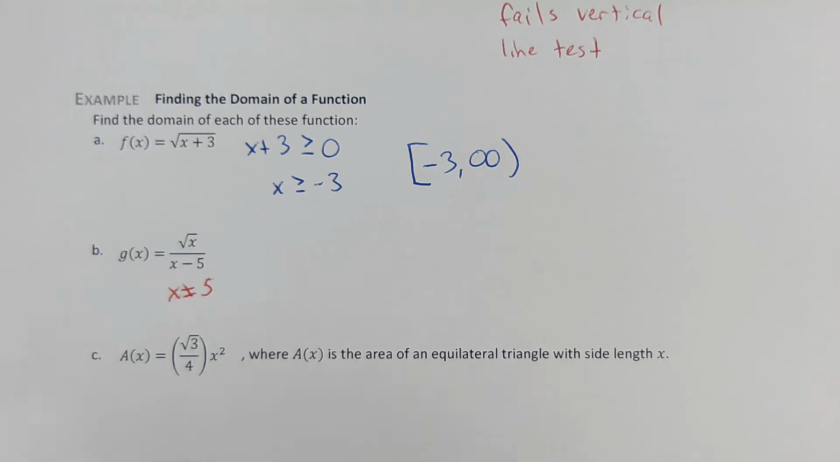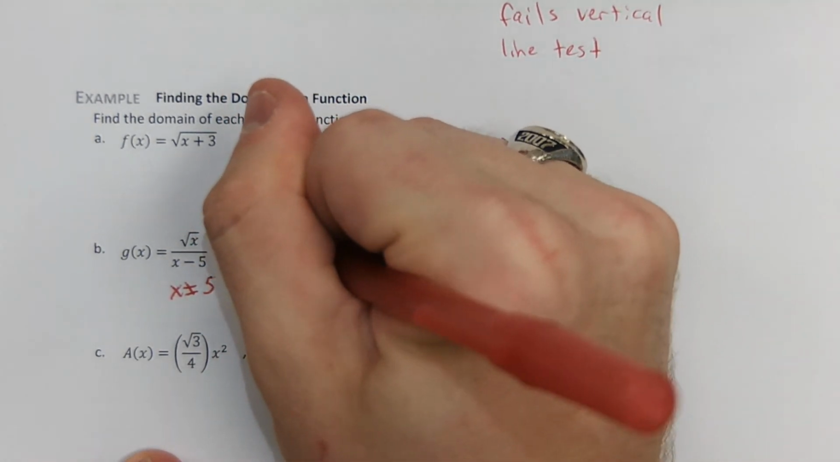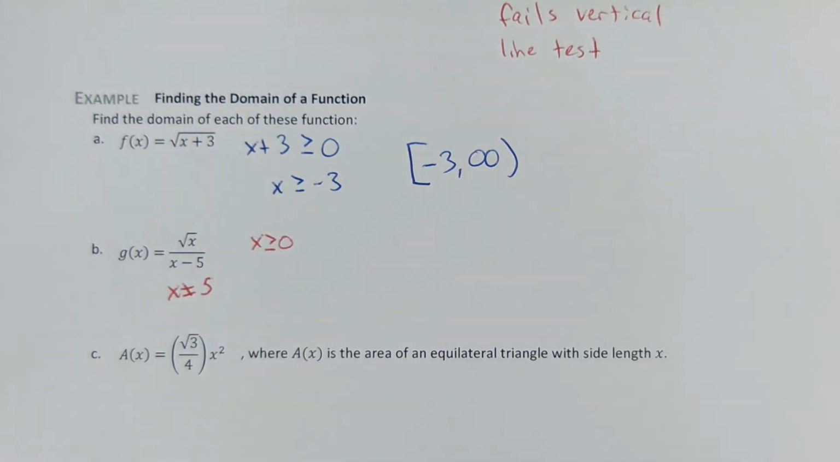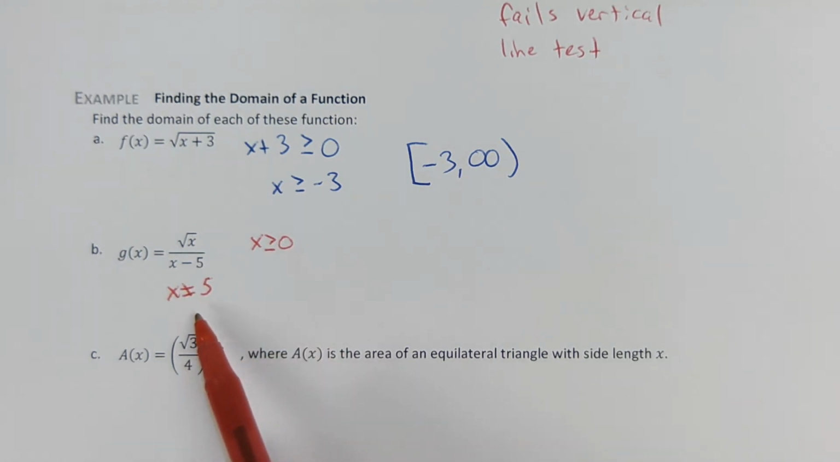So just like we did for part A, we're going to figure out what's underneath the square root bar. We're going to set it greater than or equal to 0. Okay, it's just x. So x has to be greater than or equal to 0. This says all numbers beginning at 0 and heading to the right. However, this says you can't use the number 5. So that means all numbers greater than or equal to 0 except 5 is our domain.